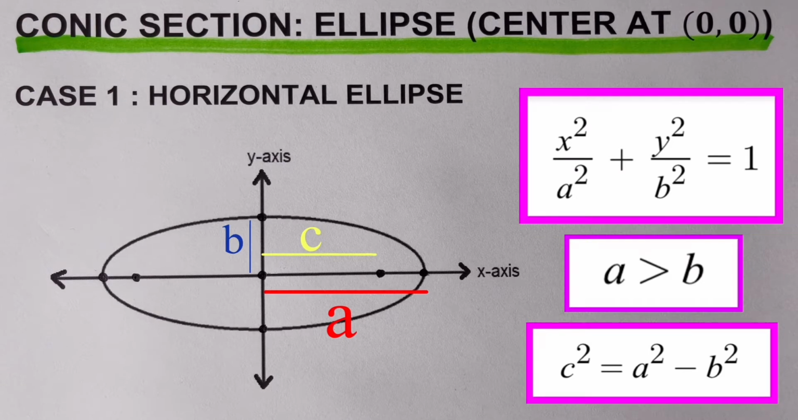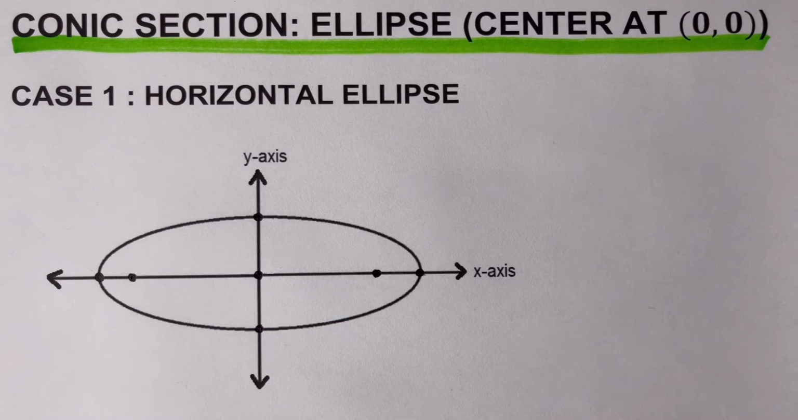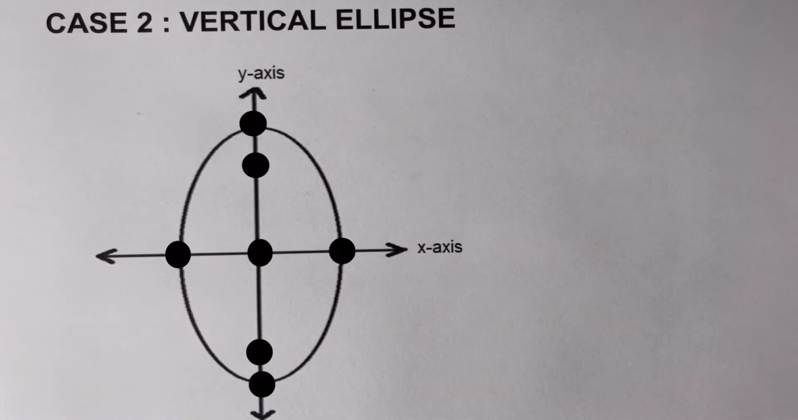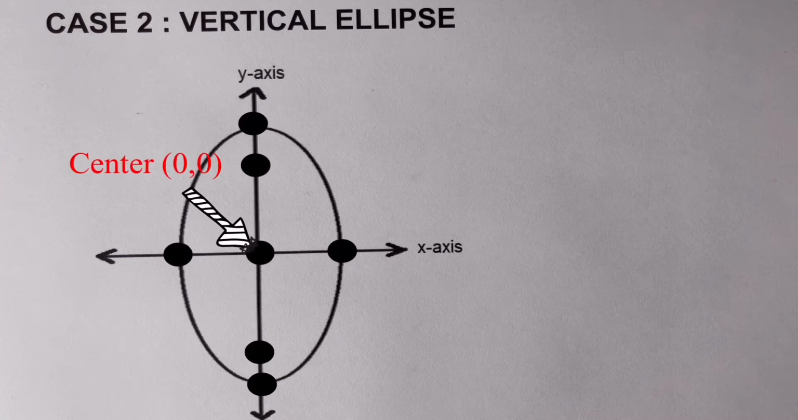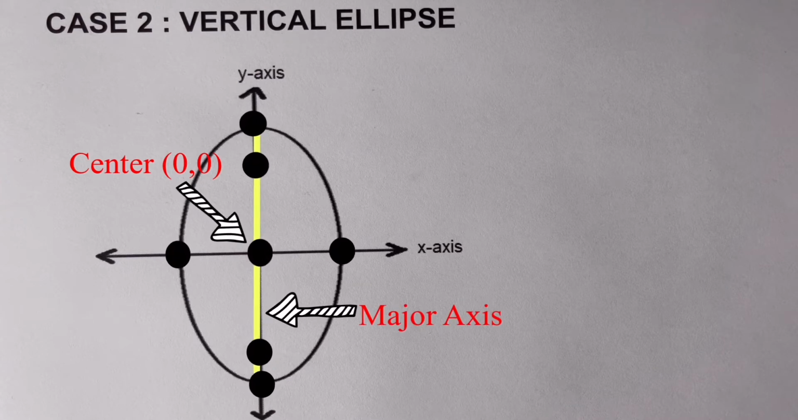Now, let's look at the second case of an ellipse. For the second case of an ellipse, we pretty much have the same parts. The first part is the center. Again, this is halfway between the two diameters of an ellipse. We also have a major axis. This is the longer diameter of an ellipse that connects the two vertices passing through the center. Now, please notice that we call this a vertical ellipse because the major axis is the vertical line segment.